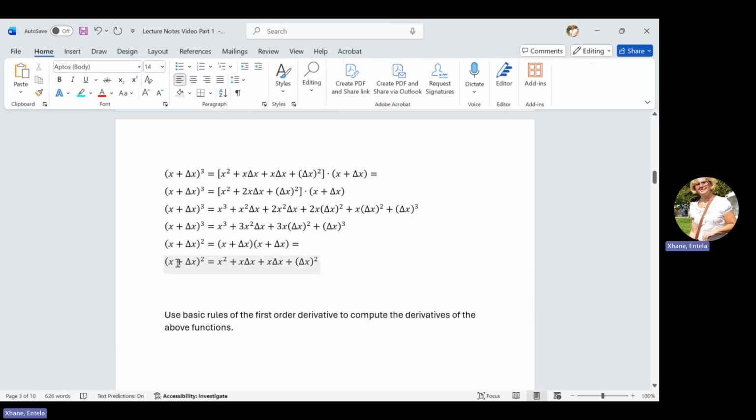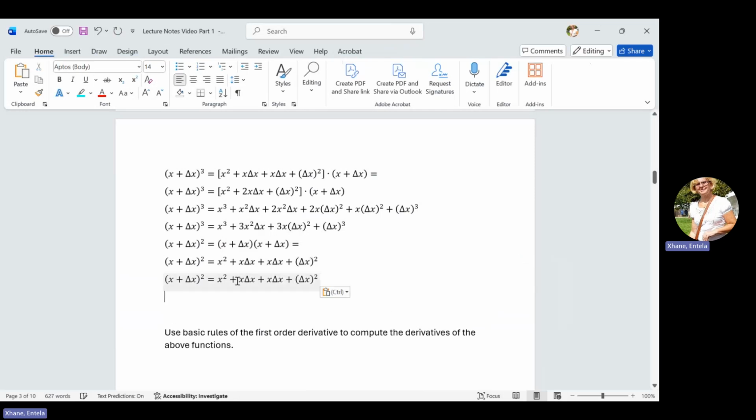And then now, here's the final. And then I'm going to highlight both of them. The term in the middle, they're both alike. There's two of them, so I just merge them into one. Here's the final. So this is x plus delta x squared in blue. And this is x plus delta x to the third in yellow. Okay?